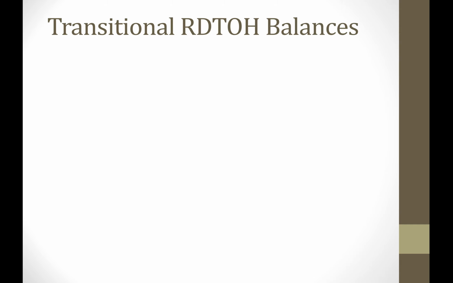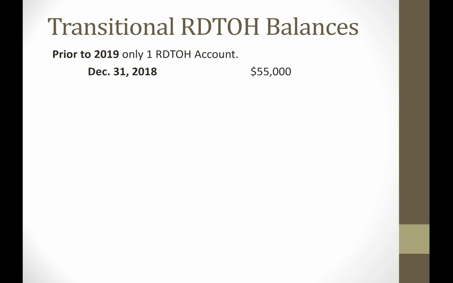Now, transitional RDTOH balances. This is going from the end of 2018 to the beginning of 2019. So prior to 2019, a company only had one RDTOH account. So RDTOH, refundable dividend tax on hand, all the refundable taxes that the corporation paid would just go into this one account. Now, starting in 2019, there are two. So let's look at this balance for Bowen Ltd.